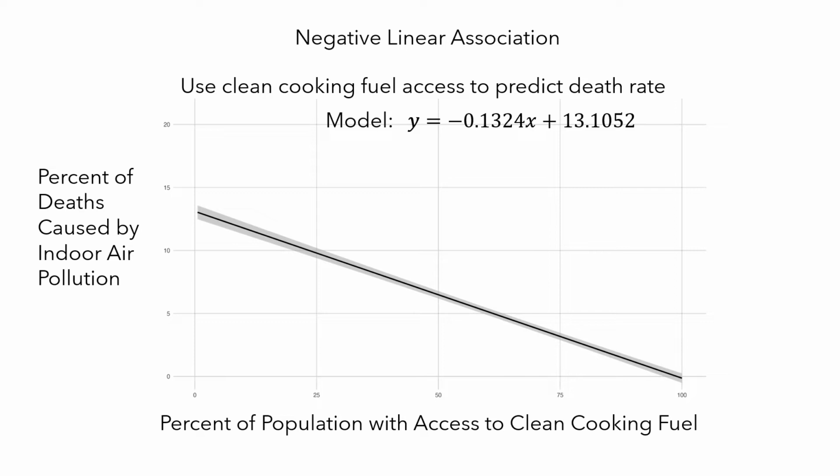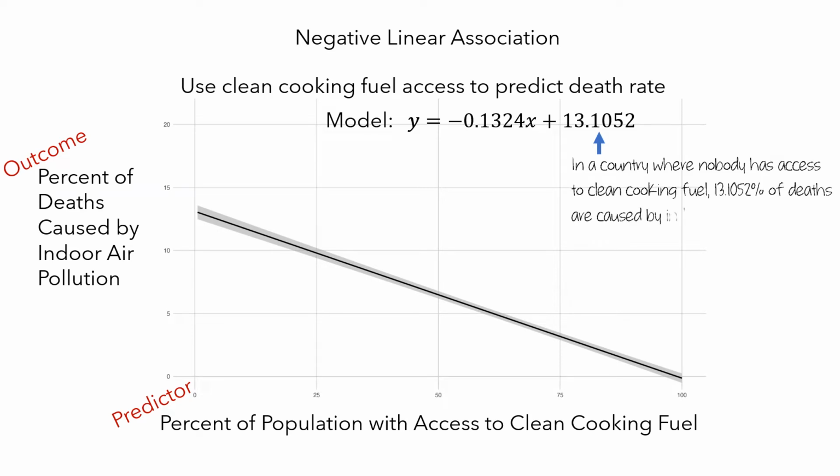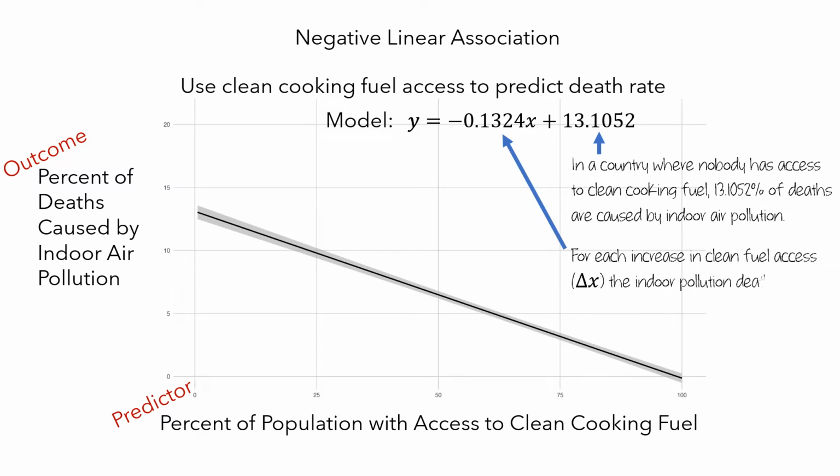Here, we are using the percent of population with access to clean cooking fuel as the predictor variable, and the percent of deaths caused by indoor air pollution as the outcome variable. In this scenario, the intercept means that in a country where nobody has access to clean cooking fuel, 13.1052% of deaths are caused by indoor air pollution. The slope means that for each increase in clean fuel access, written as delta x, the indoor pollution death rate decreases proportionately by 0.1324 times as much as delta x.